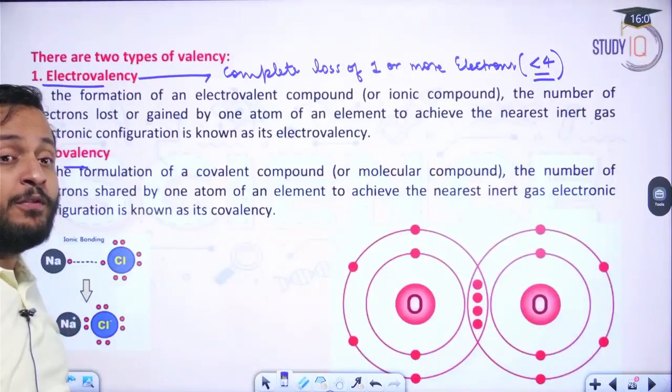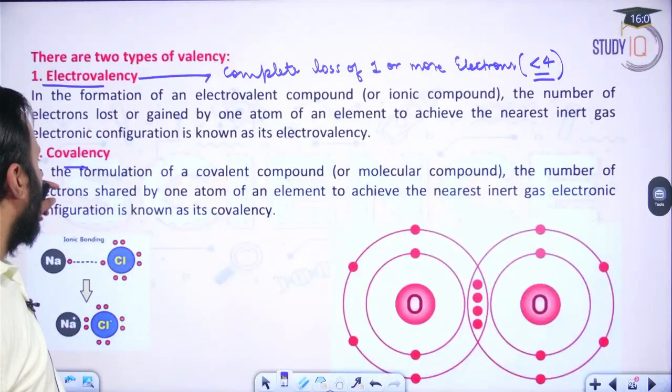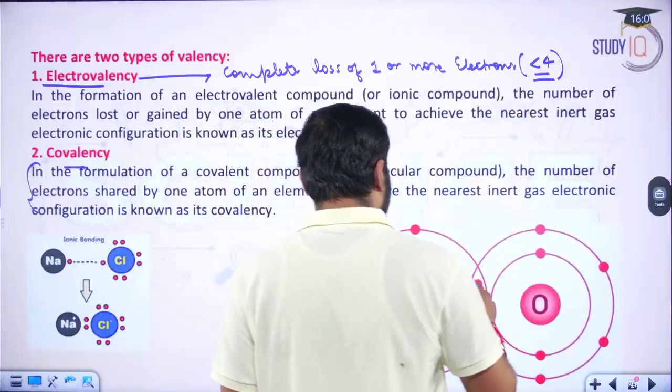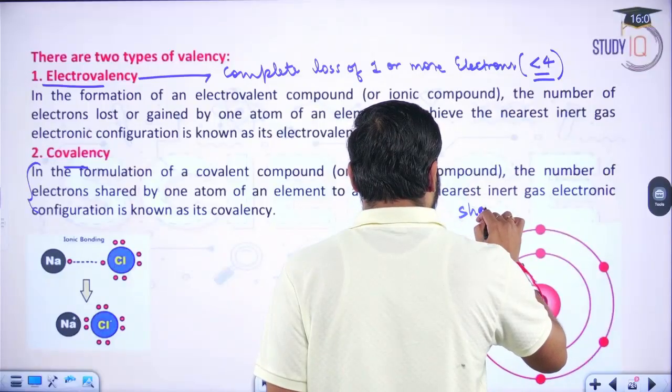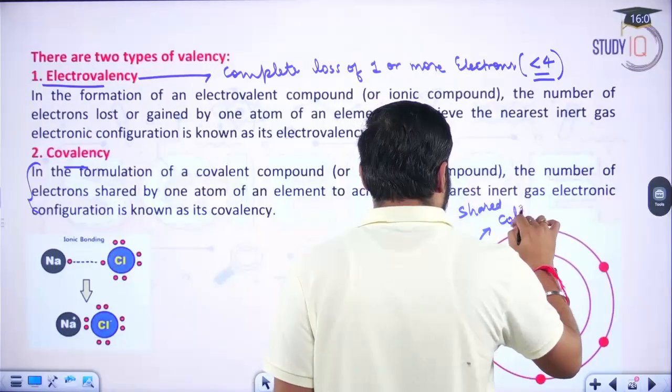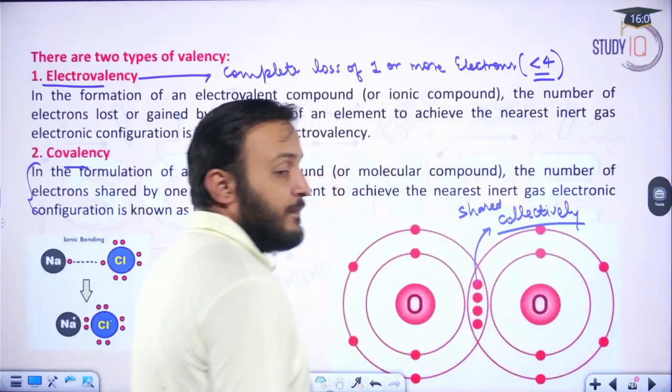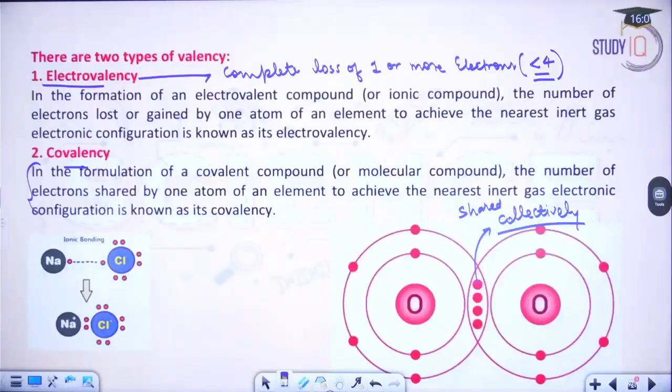So that helps in the formation of which bond? Ionic bond. Covalency is the formation of the covalent bond where the electrons are shared. Shared collectively. Okay. So guys, in the ionic bond, you saw that sodium and chlorine, sodium chloride, this is the ionic bond. Okay. This is shared.